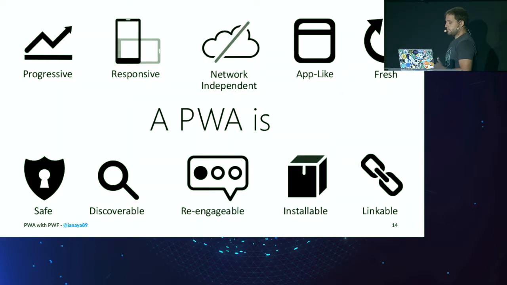So a PWA has a lot of features. The first one, progressive, we already talked about that. Second, it should be responsive, should adapt to the different screen sizes. Technically, it should adapt to all the screen sizes. And of course, it should be network independent. We talk about that too. It should work offline or should offer some capabilities offline. It should behave like an app or should look like an app. That is important, so we can trick the user that it's using a native application and not the web.